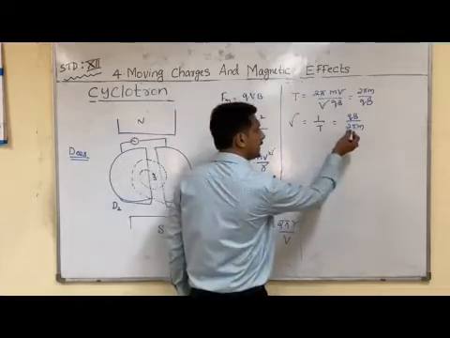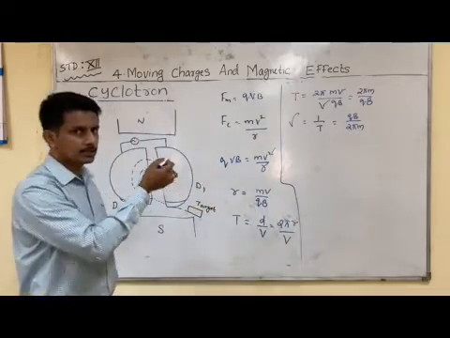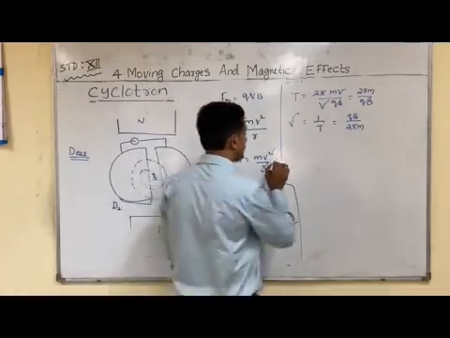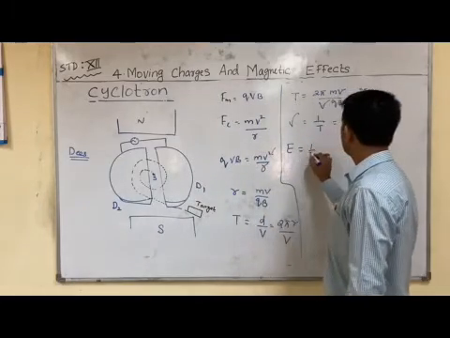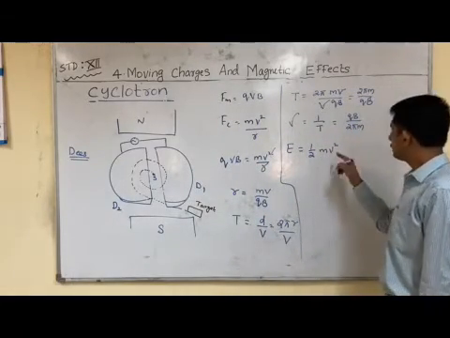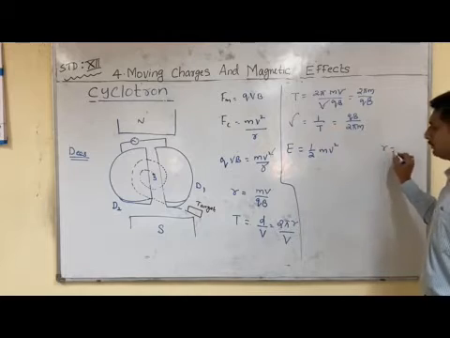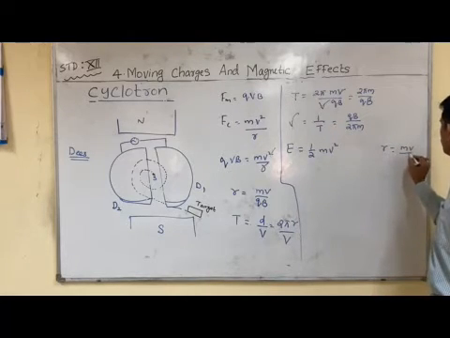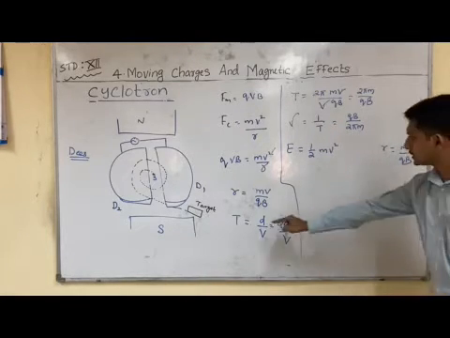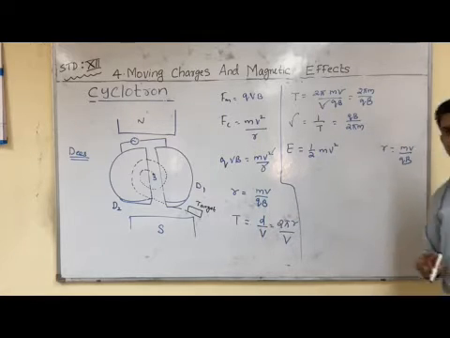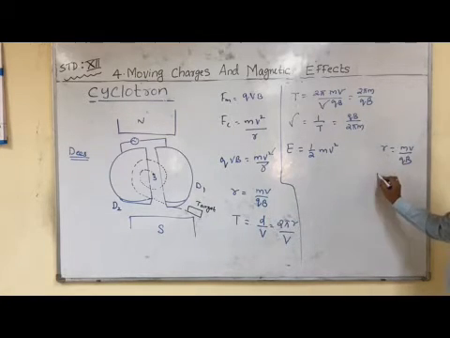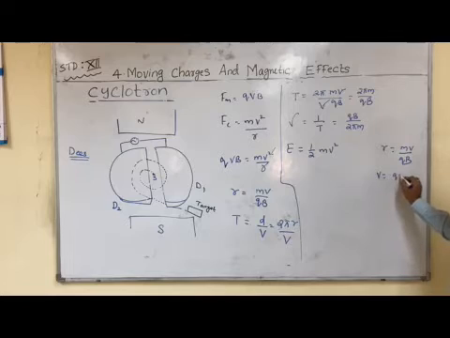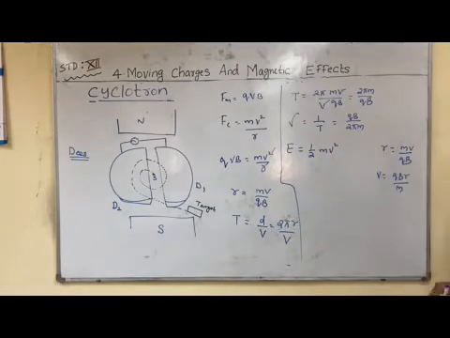We can calculate the energy acquired by the charged particles moving in a circular path. Energy is given by E is equal to half mv square. So we can calculate the v value. We already know that R is equal to mv divided by qB. So the velocity is equal to qBR divided by m.